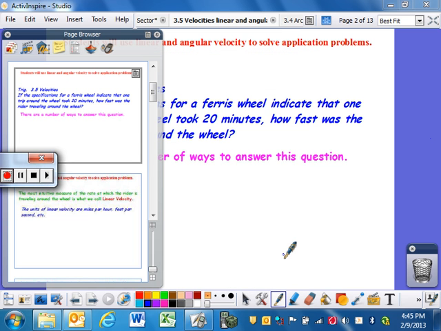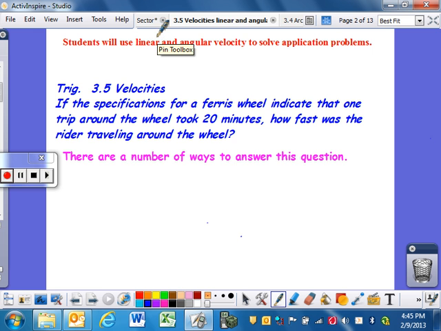Okay, this is section 3.5. So what we're going to talk about is velocities and two different velocities. On your salmon sheet, you're going to look and see that, to the left of the formulas for arc length and area of a sector, we have angular velocity and linear velocity. These are the two essential components of this section.